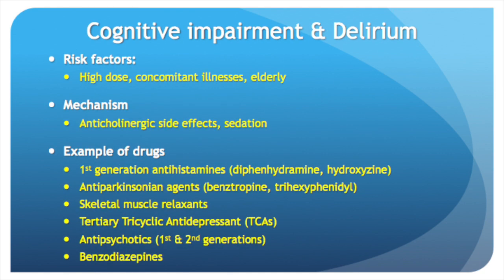Next, DINC is cognitive impairment and delirium. The risk factors include high dose of medication and concomitant illnesses, for example, elderly with mild dementia. The possible mechanisms include anticholinergic side effects and sedation. Examples of drugs that can affect cognitive function are first-generation antihistamines, antiparkinsonian agents, skeletal muscle relaxants, tertiary tricyclic antidepressants, antipsychotics, and benzodiazepines.